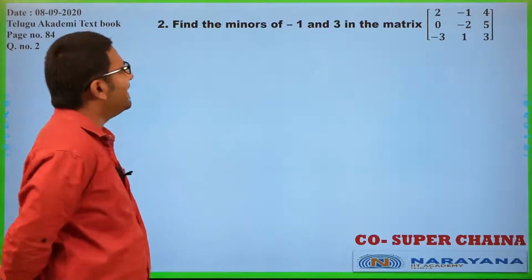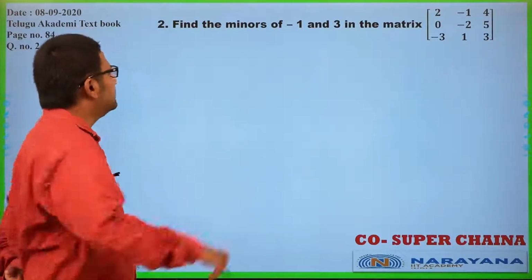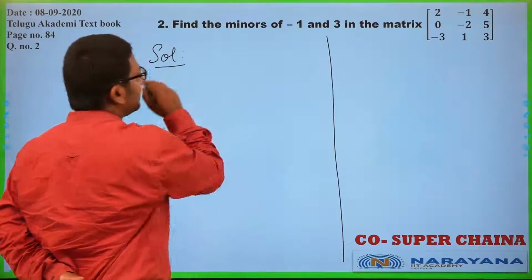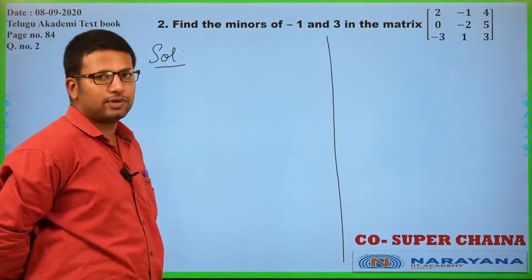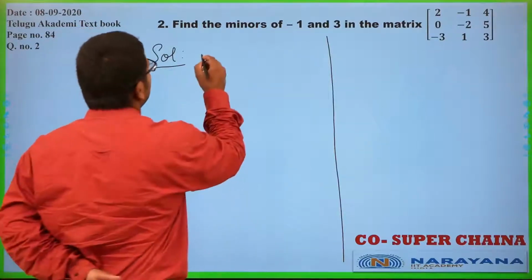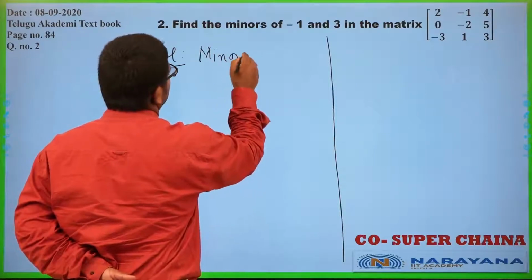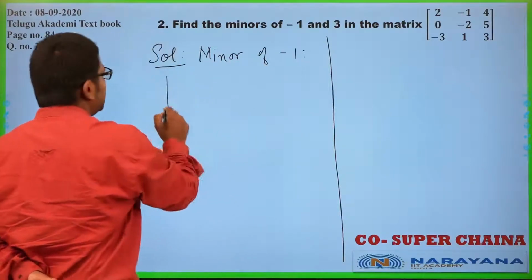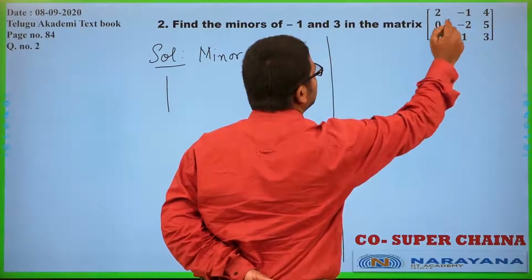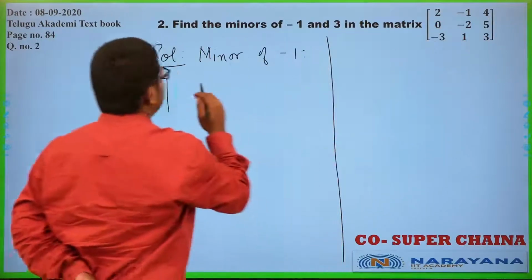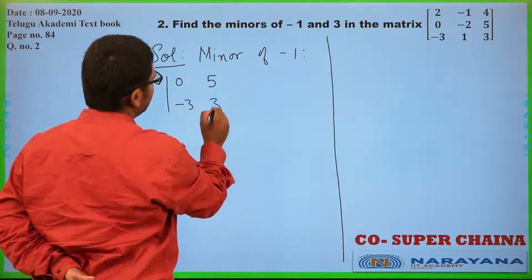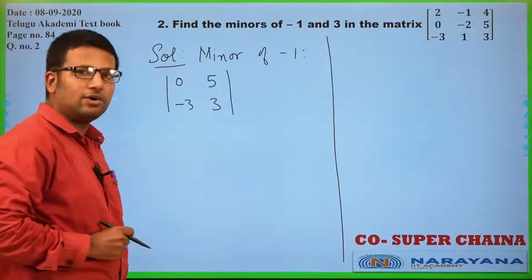Find the minors of -1 and 3 in the given matrix. Let us directly find the minor of -1. The minor of -1 would be the determinant where for -1 you leave its row and its column, look at the remaining terms and write them down. So the determinant 0, 5, -3 and 3. This determinant is the minor of -1.